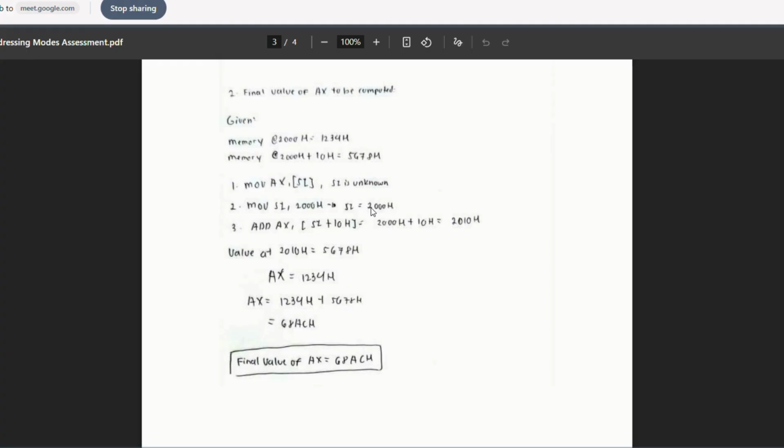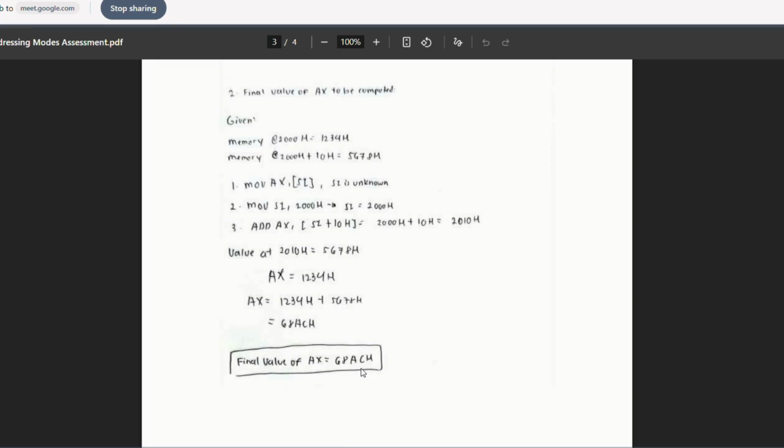Then for number 3, we now add AX, [SI + 10H], and we only add the value at memory 2000H plus 10H, which is equal to 2010H. So the value at 2010H equals 5678H. So the final value of AX is equal to 1234H plus 5678H, which equals 68ACH.